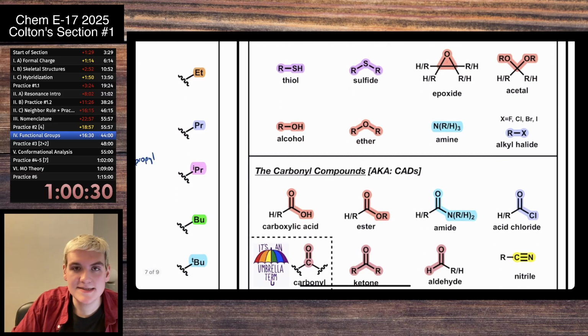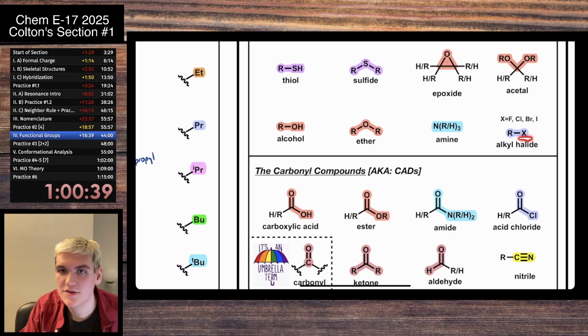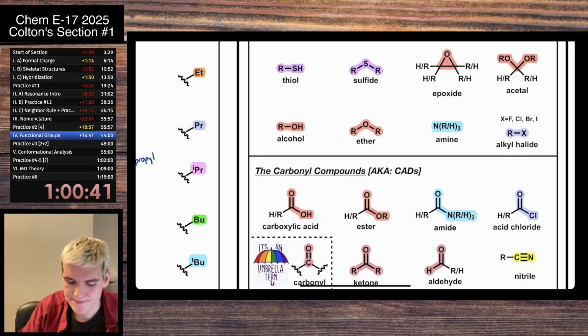Now, if we have nitrogens that are attached to three things, and those three things could be carbons or hydrogens, we call it an amine. And if we have a halogen attached to a molecule, we call it an alkyl halide. So those are pretty straightforward.